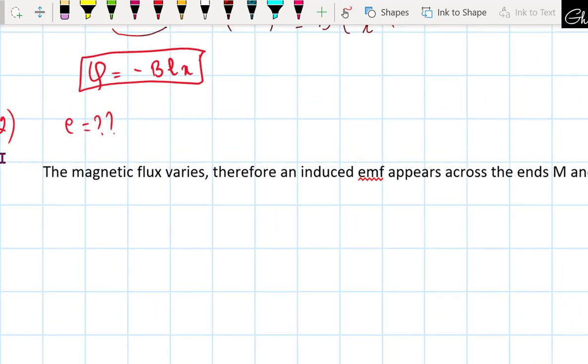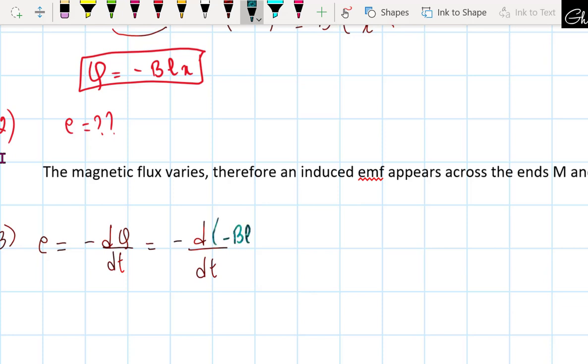Okay, so we have to find the EMF here in part 3. So E will be equal to minus dΦ/dt, which is minus d/dt of the flux, which is minus BLx. The minus and the minus will cancel and there will be a plus. B is constant, so it's going to be outside. L is constant, we can throw it outside. And the derivative of x with respect to time is going to be v. So dx/dt is going to be v.